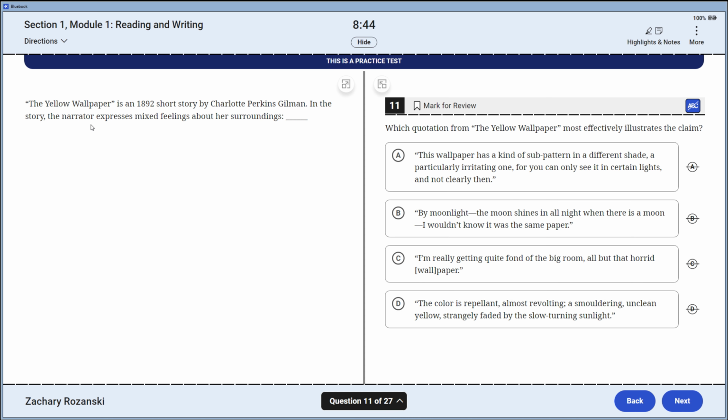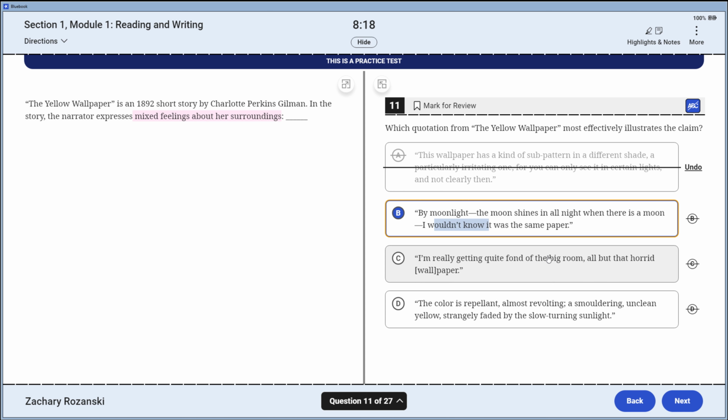As I look to this one, I see that I'm going to illustrate the claim. The claim seems to be express mixed feelings about our surroundings. We want a little bit of mixed feelings. The wallpaper is a kind of sub-pattern in a different shade, a particularly irritating one. But that seems to just be one feeling. By moonlight, the moon shines in all night. When there is a moon, I wouldn't know it was the same paper. Maybe I could read mixed feelings into this statement here.